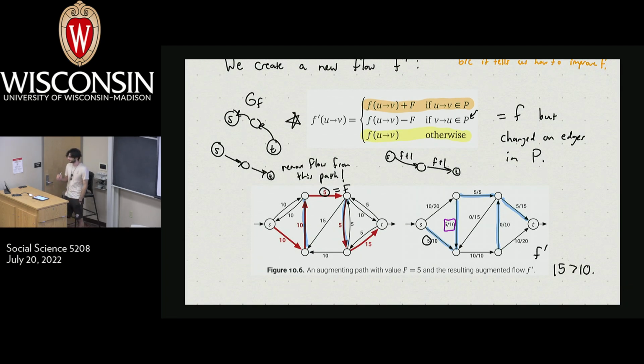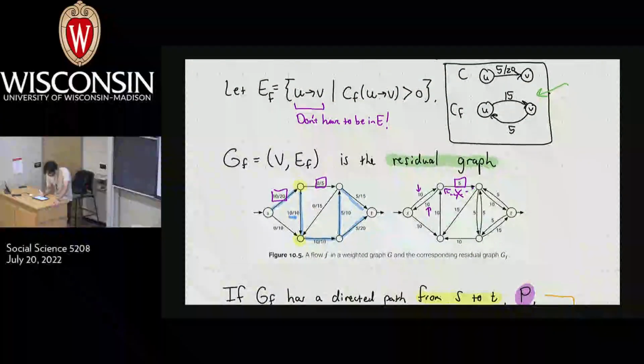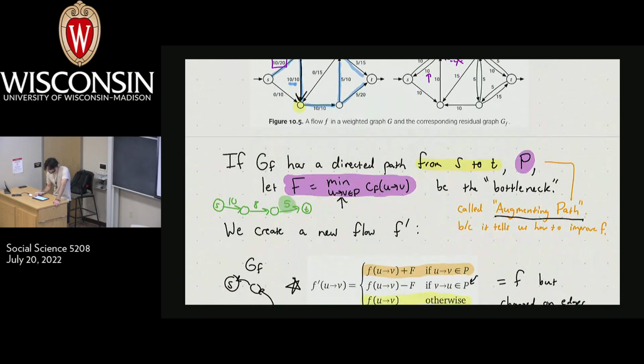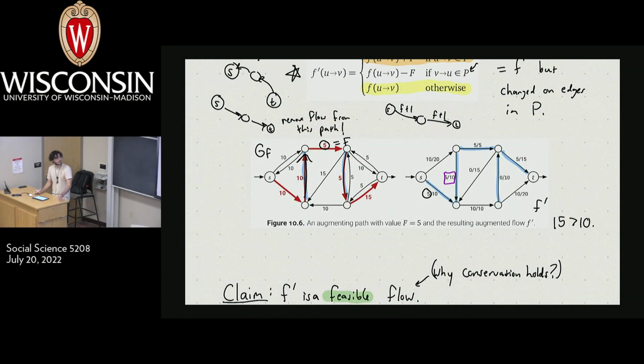Yes? Maybe I missed something, but why is that one edge reversed? So remember, this is the residual graph. In the actual original graph, the edge goes in this direction. So it's literally reversed. So intuitively, what the residual graph is telling us, it tells us when to add more flow and when to remove flow to improve our overall flow.